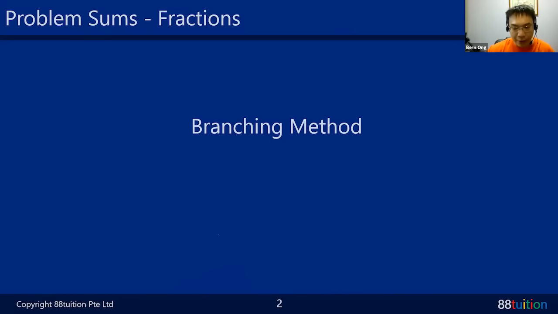So when we talk about something called the branching method, it's actually linked to something called fraction. And do you know that fraction is actually the key foundation? This is super, superly important. Why? Because from fraction, you can actually link to something called ratio, to decimals, and to percentage.